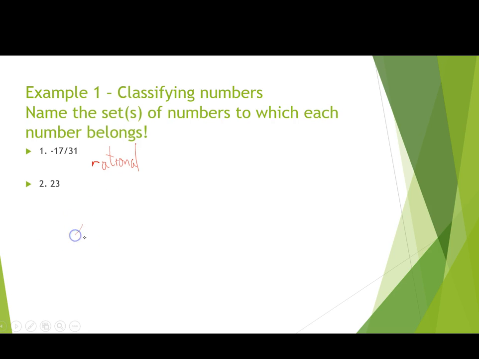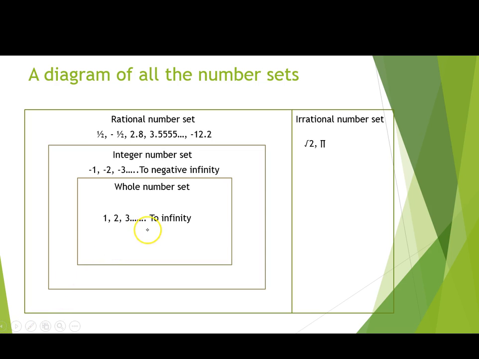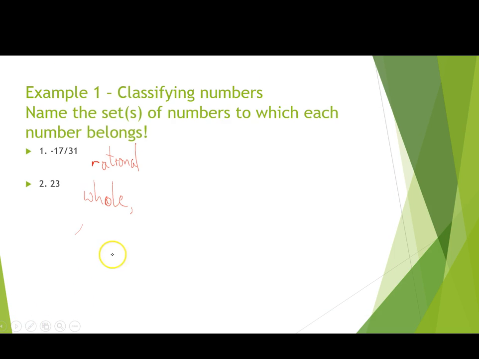Next number, 23, that would belong in the smallest box, the whole numbers box. It's one of those 1, 2, 3, 4, 5, 6, 7, 8, 9, 10. It's a whole number. Now, the question is, is that the only box it belongs to? And the answer is no. If we go back to here, this box is actually in this box. So whatever is in here is also an integer. And whatever is in here is also a rational number. So technically, it's whole, it's integer, and it's rational.